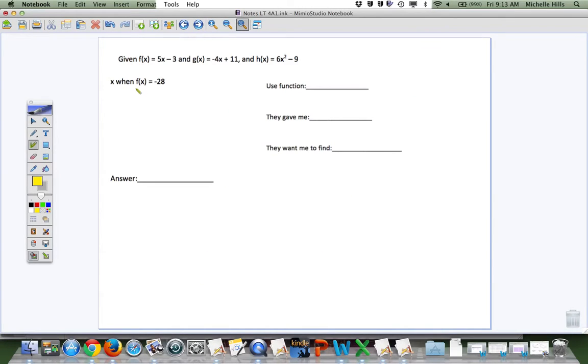So this says use function f. So I'm going to use this.